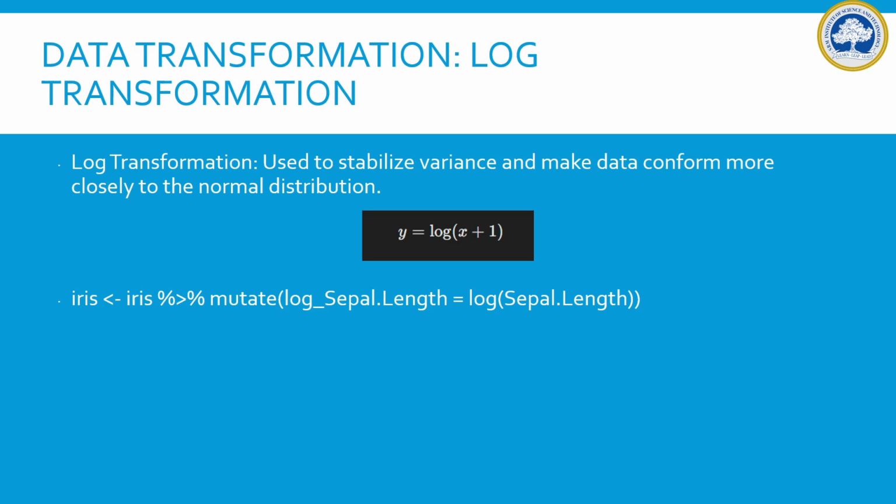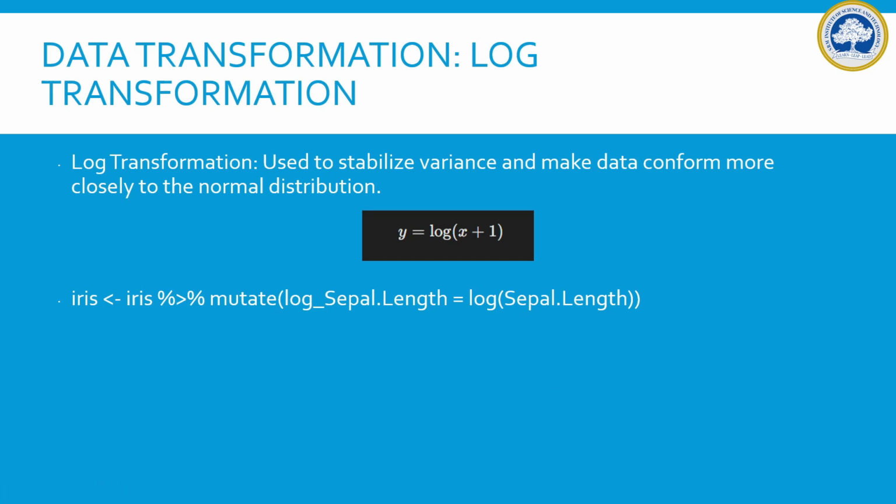The log transform will reduce the variance and make the data distribution close to the normal distribution. That is the key idea. The command for this mutation, the log transform, is given here. You can see that we are working on the iris dataset. We'll use the mutate command in the R environment and want to create a new variable called log sepal length under the iris dataset, which is nothing but the log transform of sepal length of the original dataset.